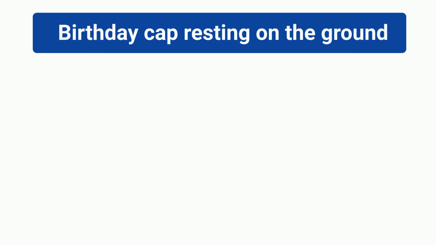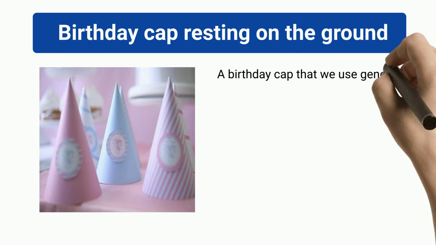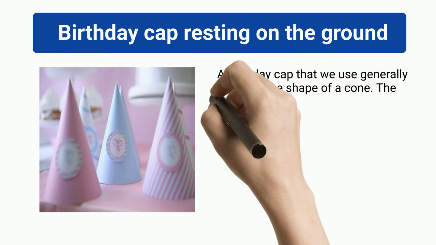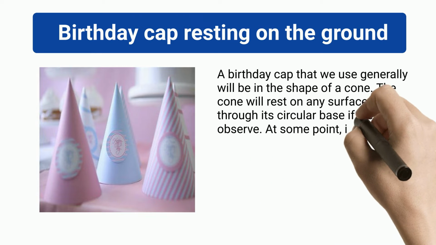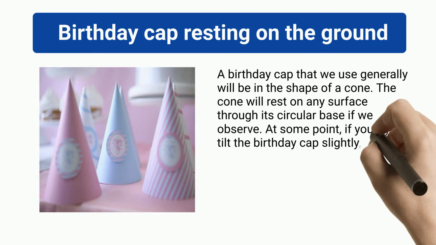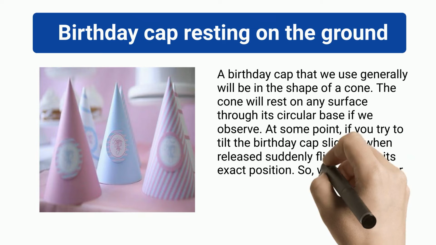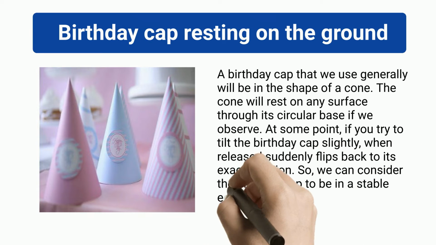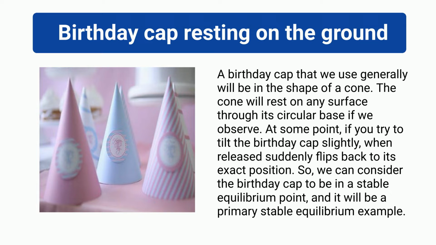Birthday cap resting on the ground. A birthday cap that we generally use is in the shape of a cone. The cone rests on any surface through its circular base. If you tilt the birthday cap slightly, when released it suddenly flips back to its exact position. So, we can consider the birthday cap to be at a stable equilibrium point, and it is a primary stable equilibrium example.